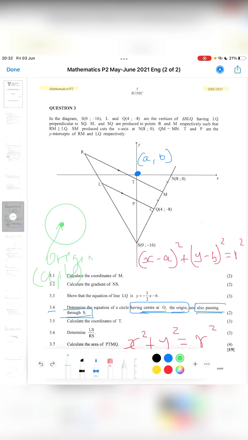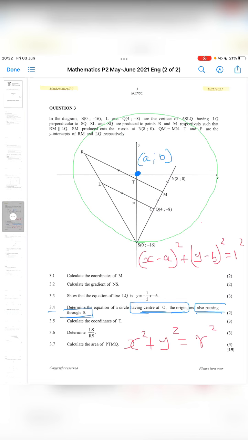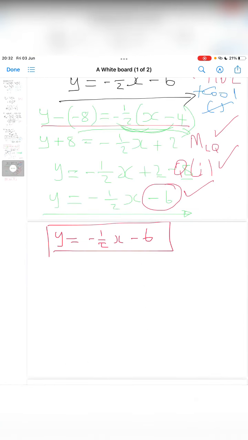But let me quickly try to draw that circle so that it makes sense. Let's see. So this is how the circle is going to look, LB. It's just a circle similar to that. But what matters the most is that it must be passing through point S. So let's now try to answer the question. So let me do this and move there and say we are now moving to which question? Is it 3.4?